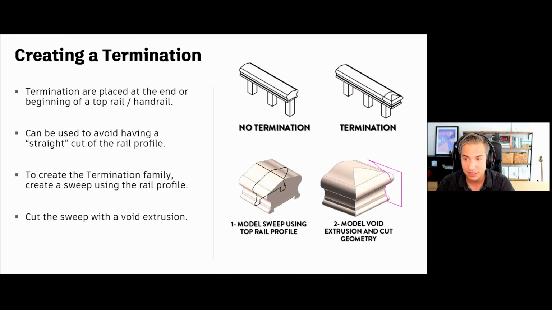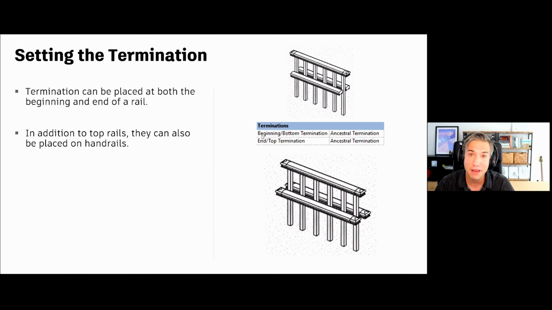And the way we've done this is by importing the rail profile family, creating a sweep for it, and then creating a model void extrusion to cut the geometry, like in this image. And then when the family is complete, you can load it into the project. In the top rail properties, we've set up both the beginning and end termination. We've set it to the ancestral termination. And on the bottom image, we've decided to add it to the handrails as well.